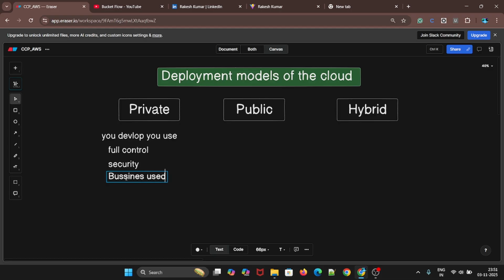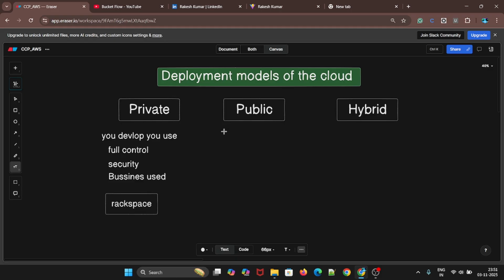So if I give an example of a private cloud, it is Rackspace. This is private, used internally, completely private, and no one else is able to access it.